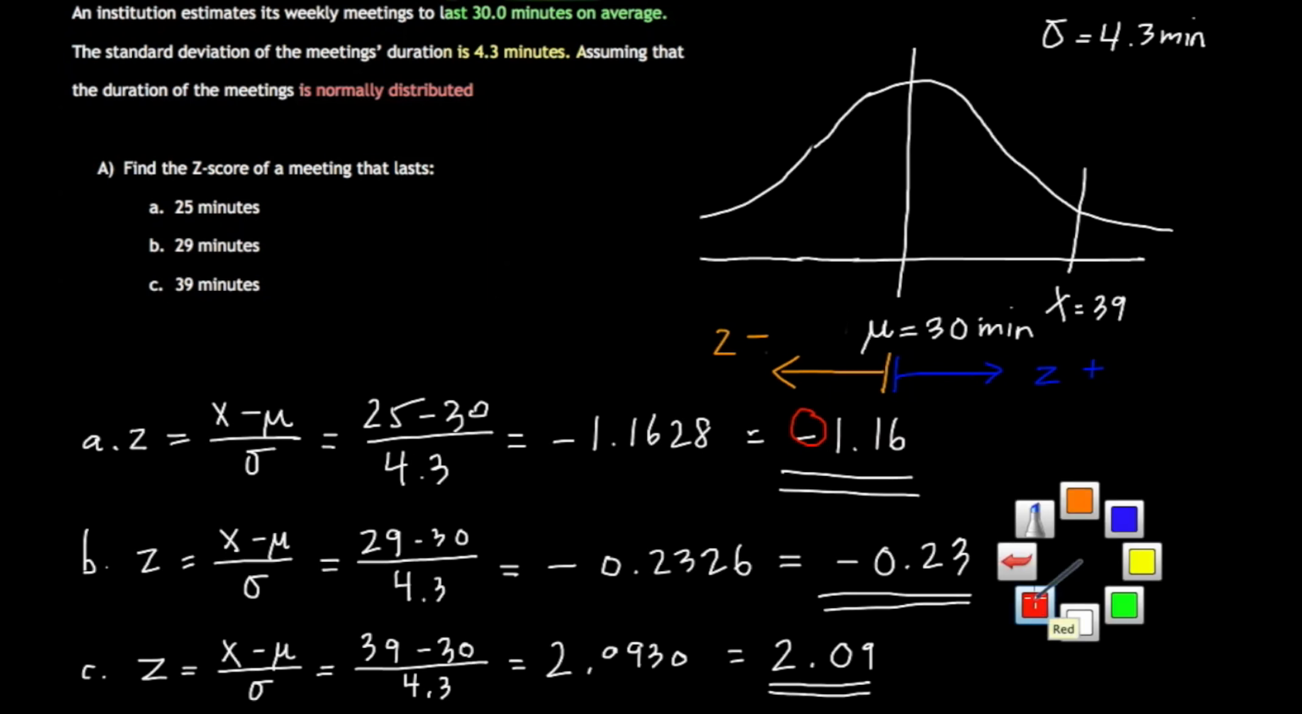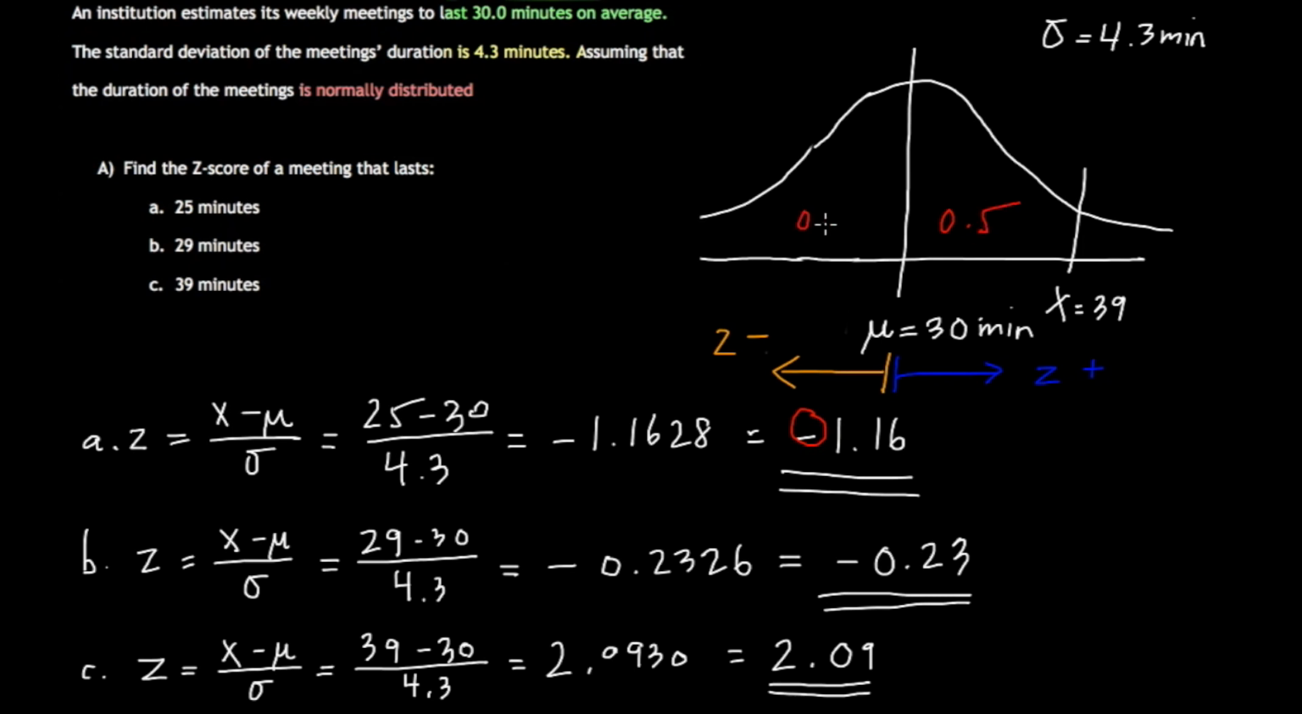The reason why we can do all these problems using the bell-shaped curve, this symmetrical curve, this normal distribution, is because in the problem it's clearly stated that the duration of the meetings is normally distributed, okay? So that is why we're allowed to use this curve, which on either side has a probability of 0.5 and 0.5, which represents the area under the curve.